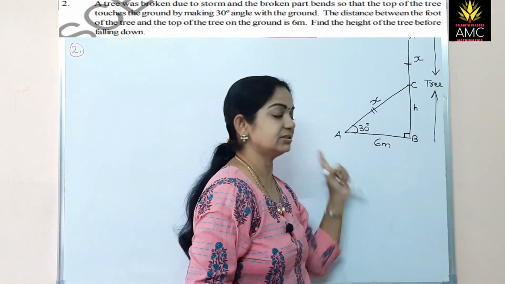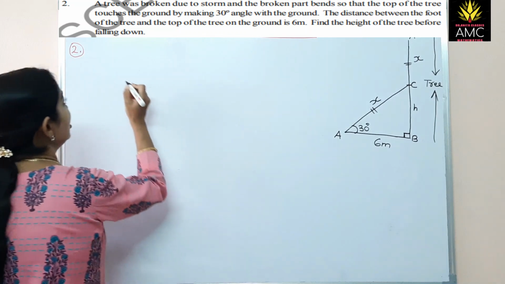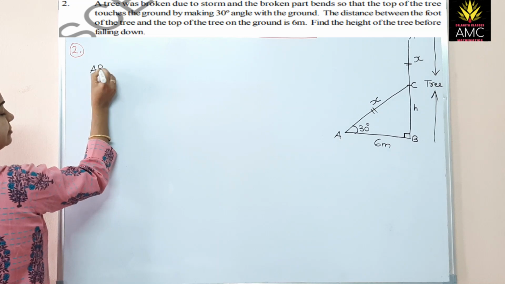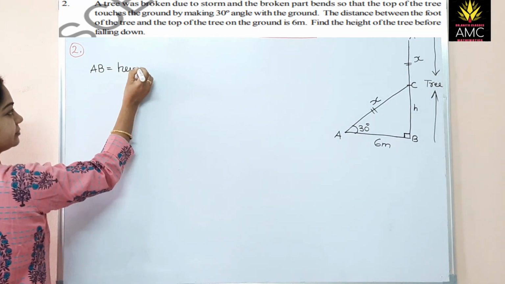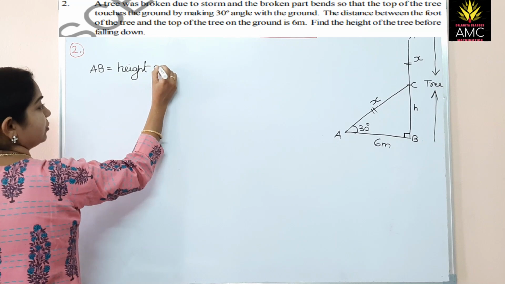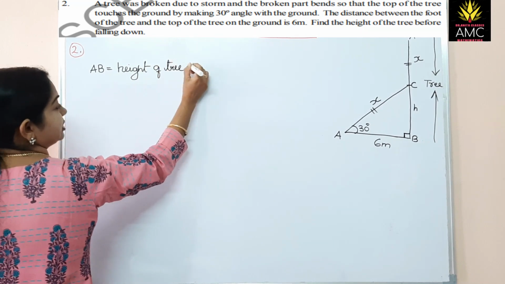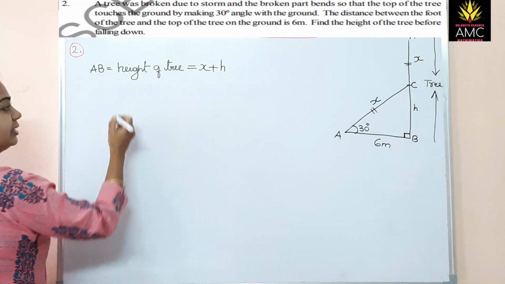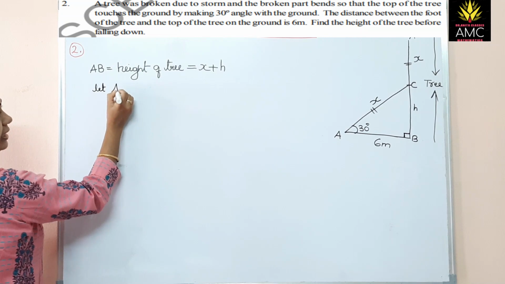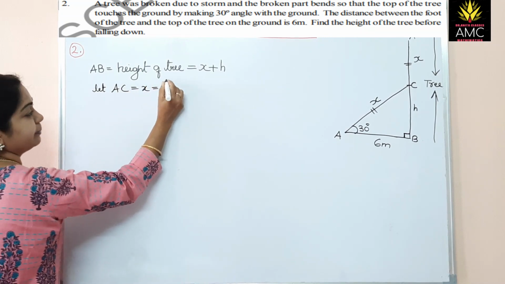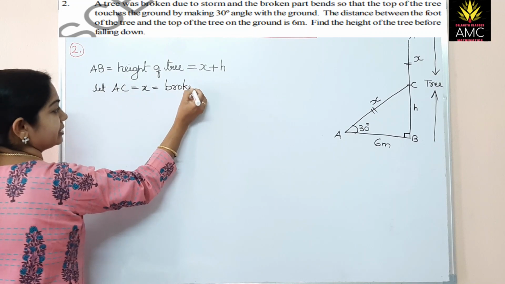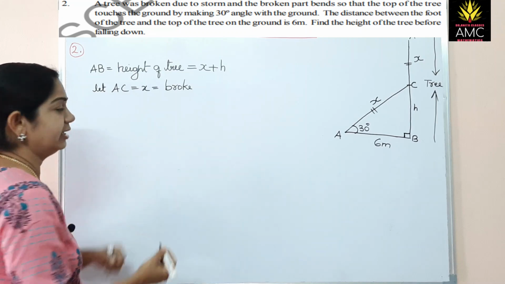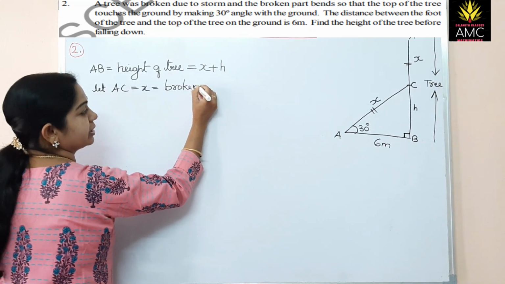Now we have drawn the diagram. Let us name what we have taken. We also should name it. AB is the height of the tree, which is equal to x plus h. We know that. Now let AC equal to x be the broken part. So I am introducing this. You can keep PQ, RX, YZ, anything, but you have to introduce them. So AC is x, which is the broken part of the tree.